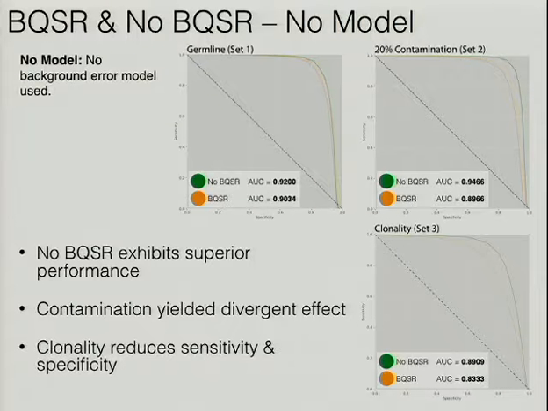For the BQSR, no BQSR, without an error model condition, we found that the no BQSR condition actually exhibited superior performance. We also saw that there was a divergent effect in contamination, where for the contamination data set, the BQSR condition remained consistent, but kind of strangely, the no BQSR condition seemed to improve, which was not what we expected. We also saw reduced sensitivity and specificity with clonality.